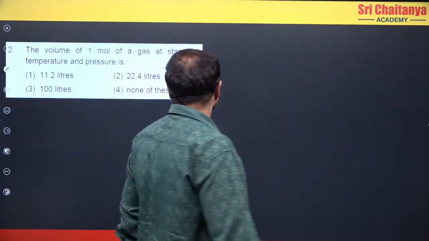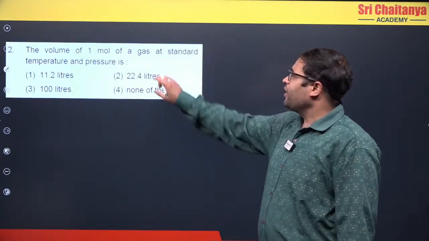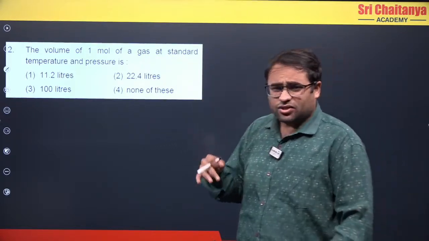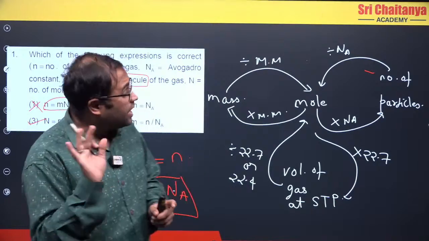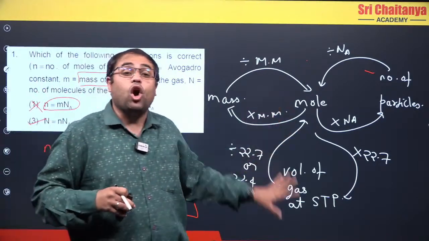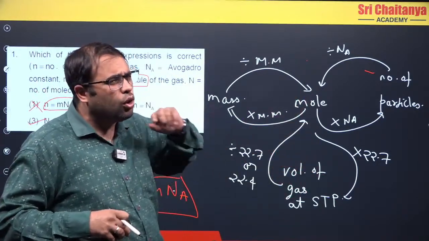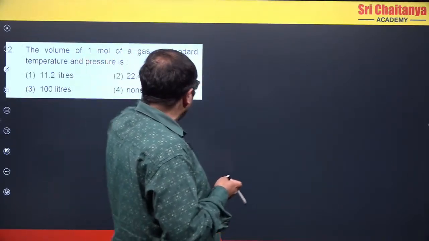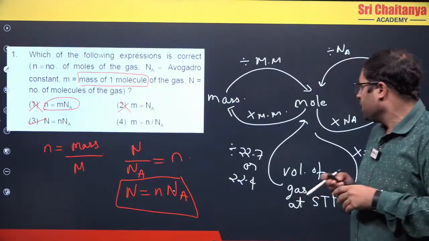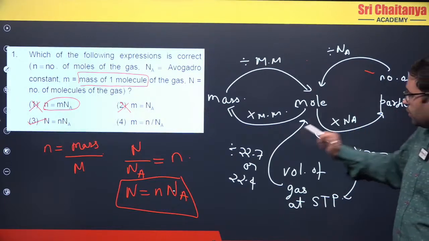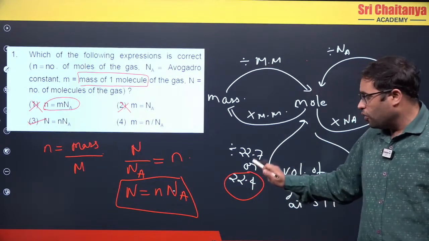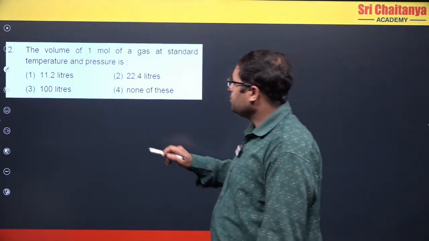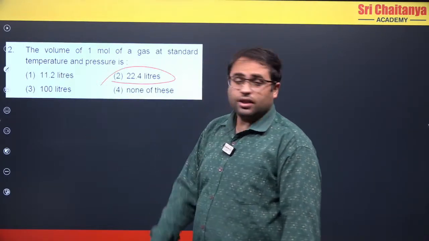Remember this. The volume of 1 mole of a gas at standard temperature and pressure is. This is a straightforward thing. Again and again I'm referring to this because this will help you solve almost all questions of mole concept. So now they are asking the volume of 1 mole of a gas at STP. We know that it is 22.4 or 22.7 liters, right? So this is the correct answer.